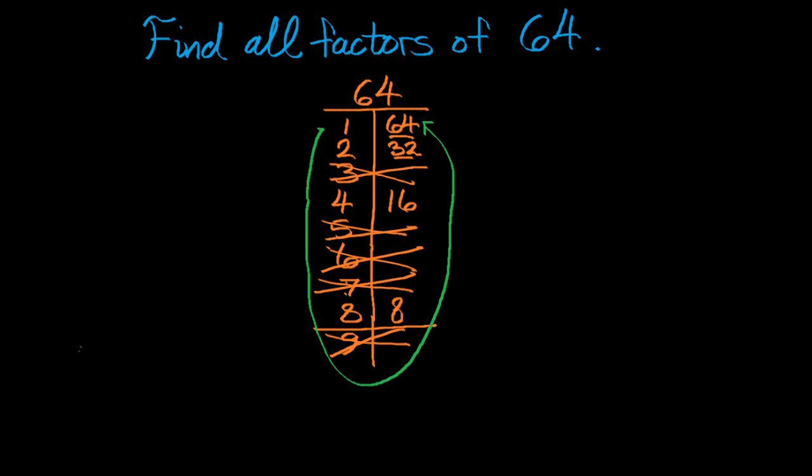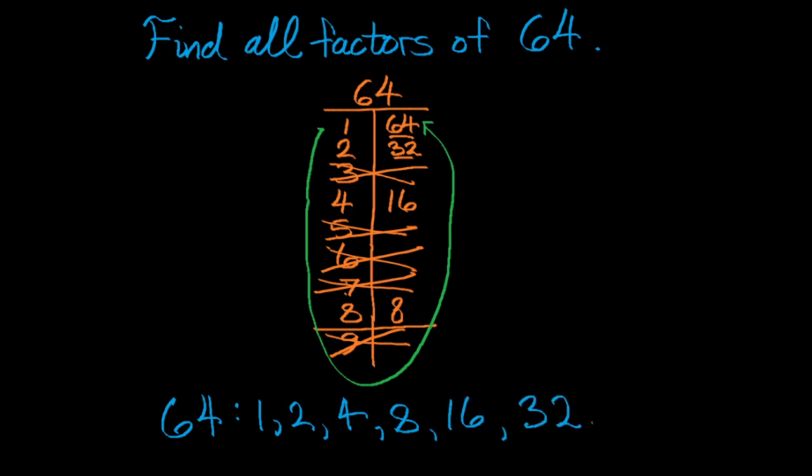Now when I write out the list of factors, I'm going to write 64 colon. So reading the table, reading my arrow, it's 1, 2, 4, 8. And although 8 shows up twice in the table, we'll only write it once in a row in our list. So 8, 16, 32, and 64. And those are all the factors of 64.